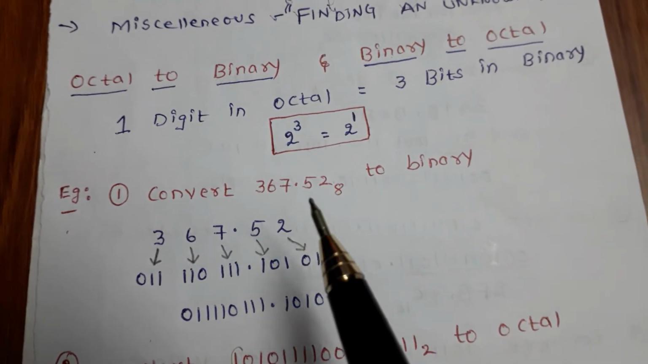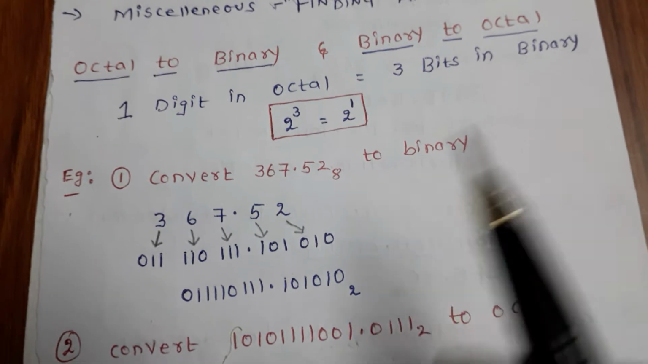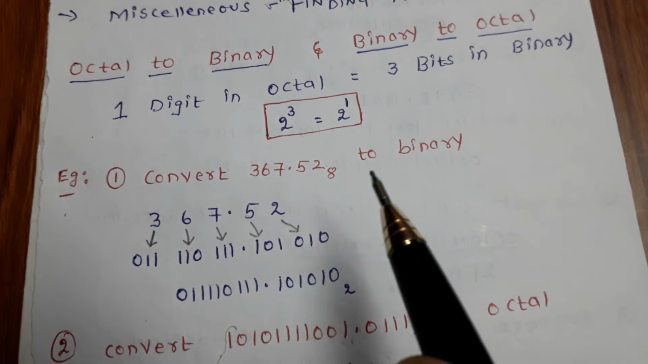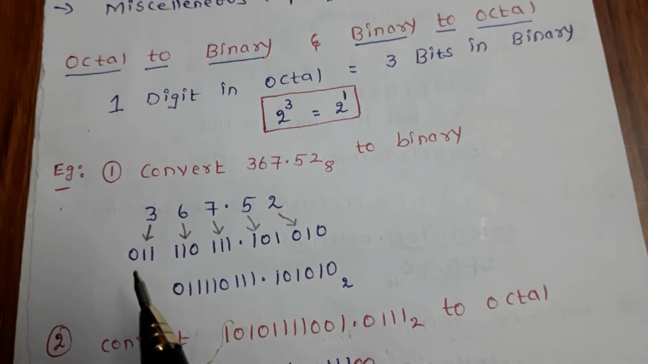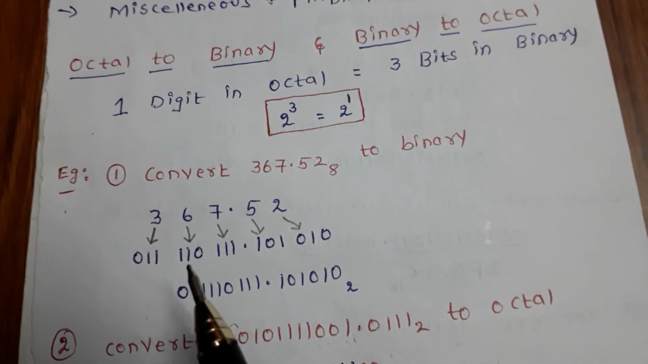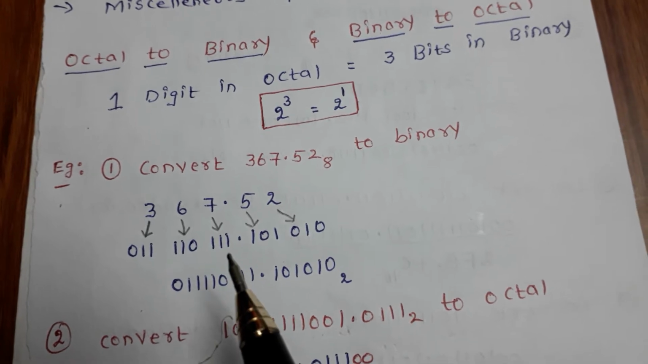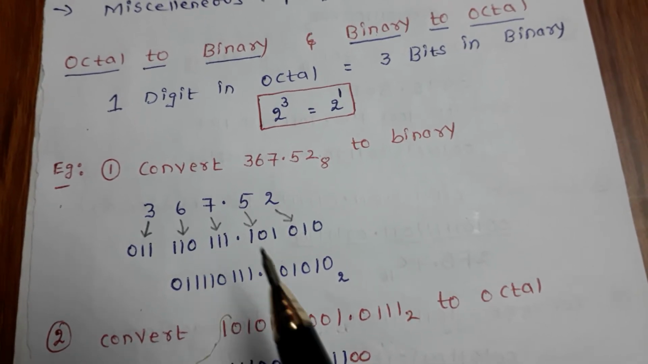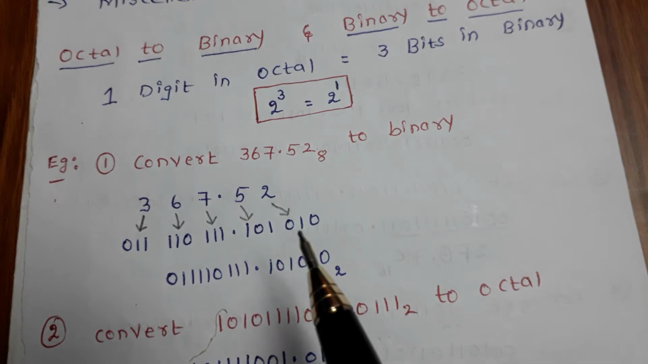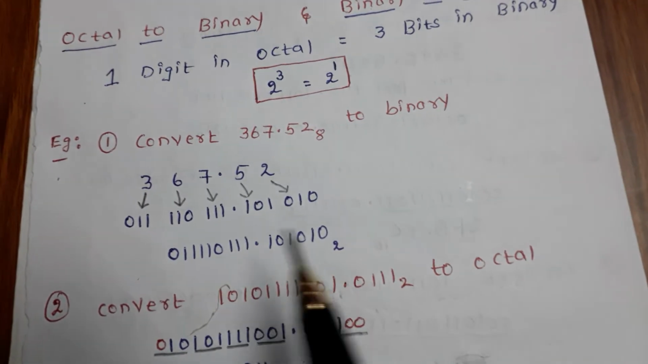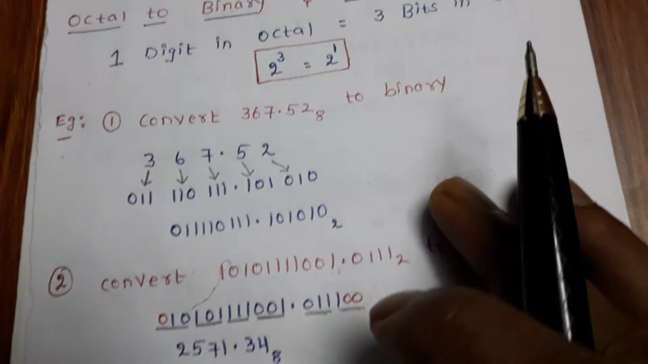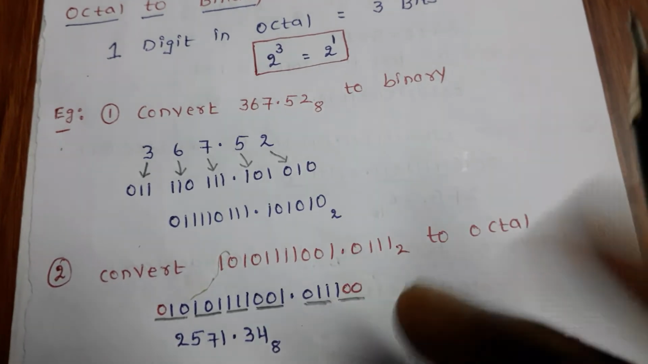Convert 367.52 octal to binary. Now we know that one digit in octal is equal to 3 bits in binary, therefore 3 can be represented as 011, 6 can be represented as 110, 7 can be represented as 111, 5 can be represented as 101, 2 can be represented as 010. Then by clubbing all these together, we can easily get the binary. It is a very easy conversion, octal to binary.